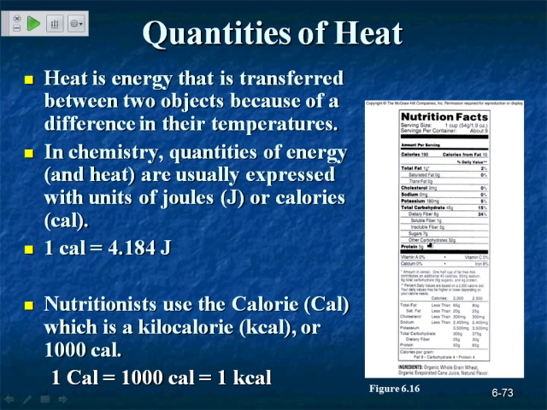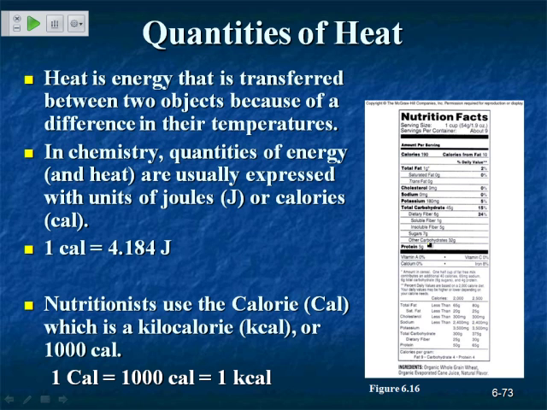Here is the conversion between calorie and joule. Calorie is based on properties of water, whereas joule is more common to any substance. So 1 calorie is exactly 4.184 joules.